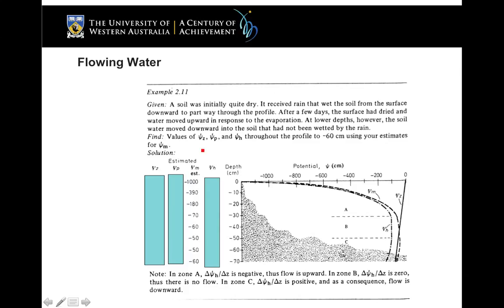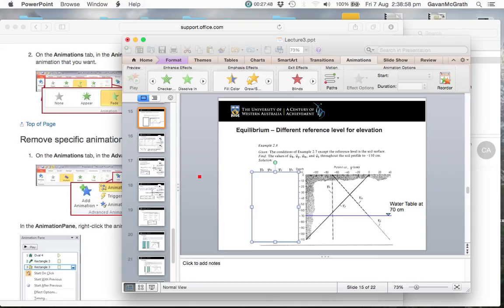Matrix potential has been measured. Assume a reference level somewhere. Calculate your elevation potential, your pressure potential, and your total hydraulic head. Bearing in mind that you've got to work out under what conditions this is not 0, or if it's ever not 0. Okay?